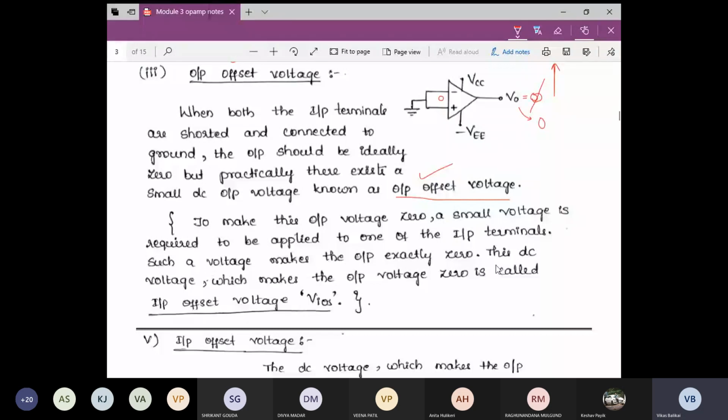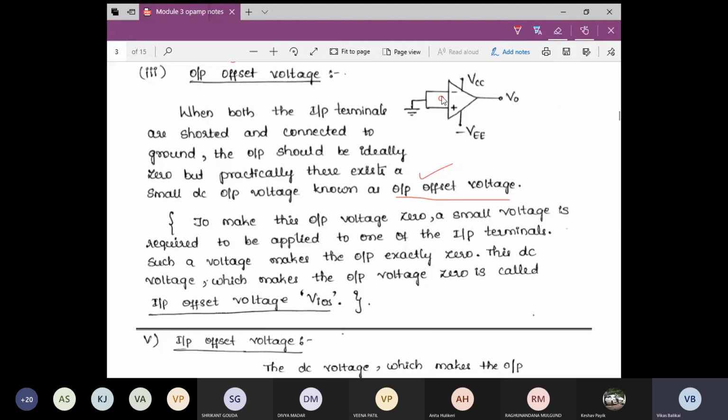This DC voltage which makes the output voltage 0 is called the input offset voltage, VIOS. Getting my point? The voltage which I apply to make the output voltage 0 is known as my input offset voltage. The voltage that I still get at the output when I connect both input terminals to ground is known as your output offset voltage.